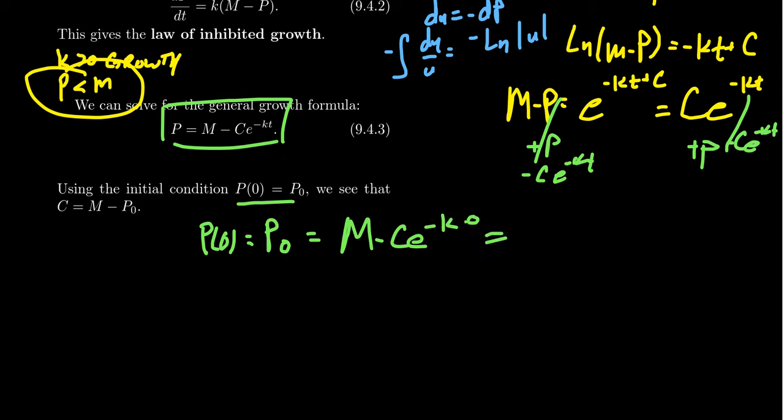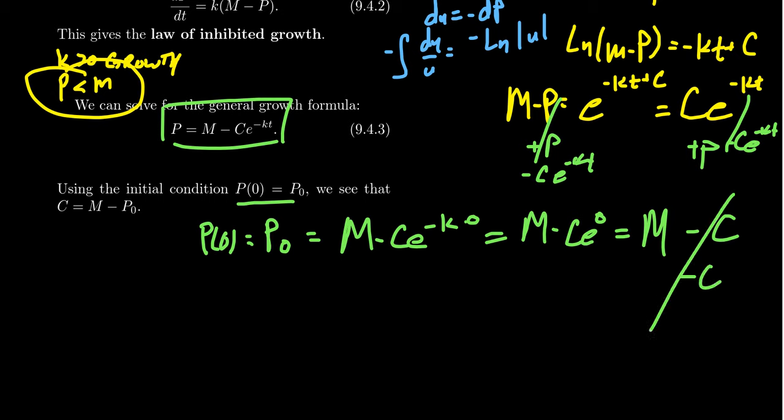Well, k times 0 is going to be 0. You get e to the 0. And so you're going to get M minus C. This is equal to P naught. If we add C to both sides, and we subtract P naught there, we end up with this equation right here. C equals M minus P naught.